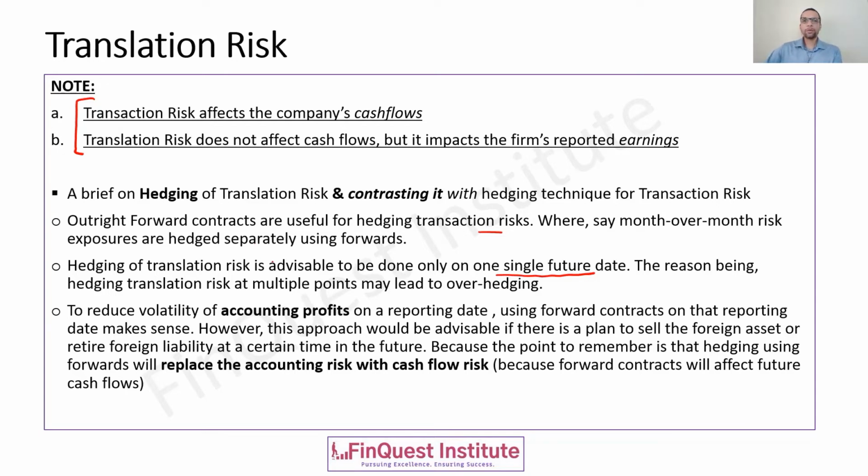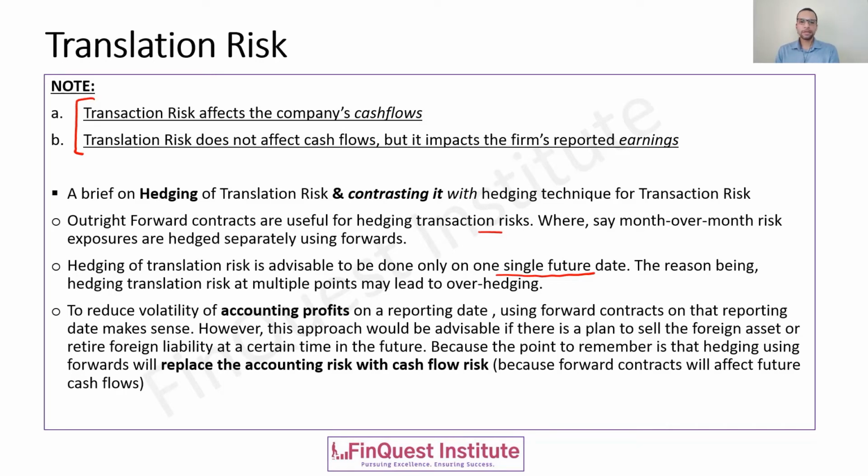Now, firms are always concerned about the way in which their accounting profits are going to pan out, because this also relates to the idea of reported firms' earnings. Every firm will try its best to reduce the volatility of earnings, or they would want a certain stability in which their earnings are reported. So at that time, using forward contracts on the reporting date could make sense because that will eliminate the volatility which could impact the accounting profits. However, one thing to remember is that there should always be a certain plan in place in order to either sell a certain foreign asset or retire a certain foreign liability at a certain point of time in the future.